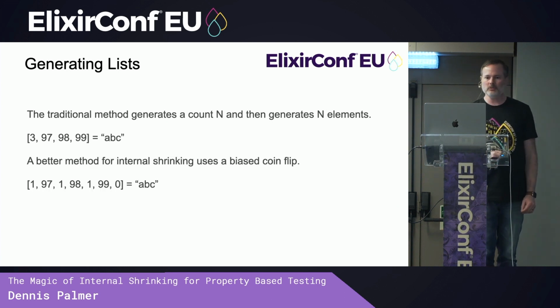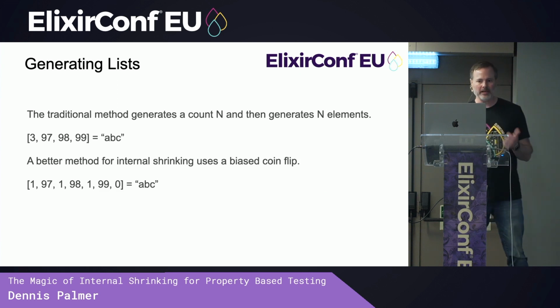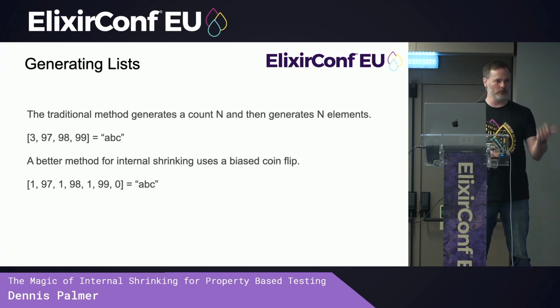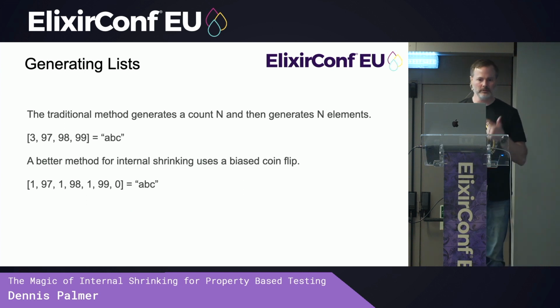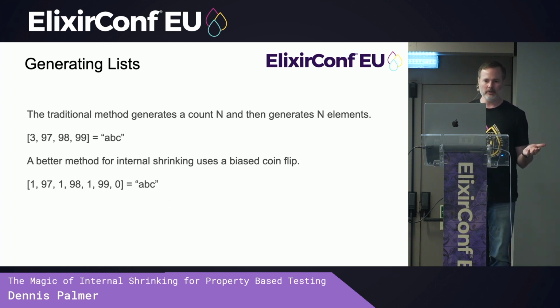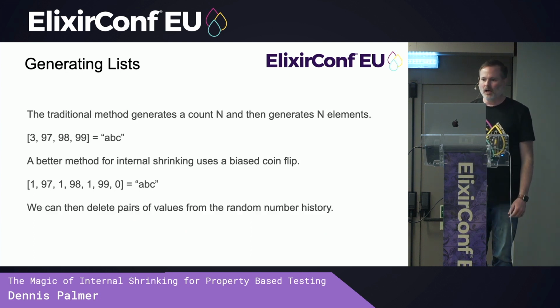So what we actually do is use a biased coin flip to determine if we're going to produce another value or not. If we get a true, then we generate the 97, and then if we get a 1, we get the 98, and then we get another 1, and we get the 99, and we get a 0, so we stop. We're done with the list. So that creates that same string ABC.